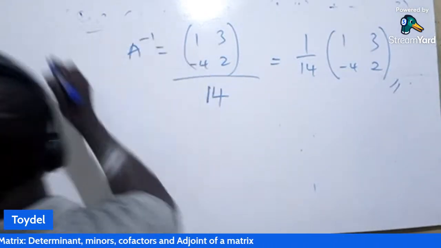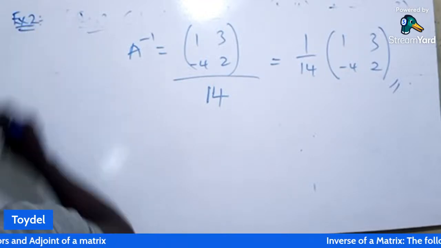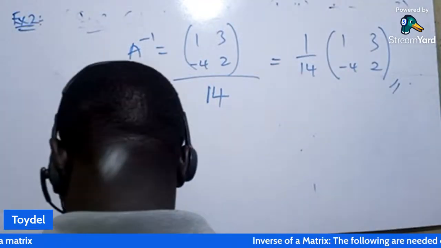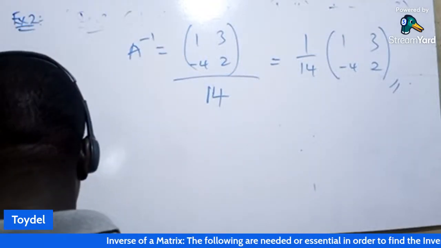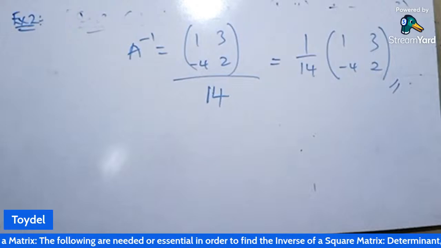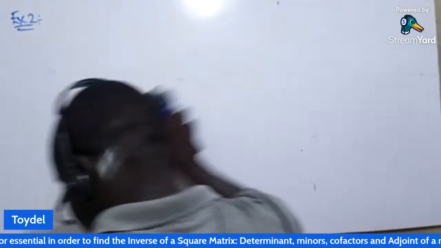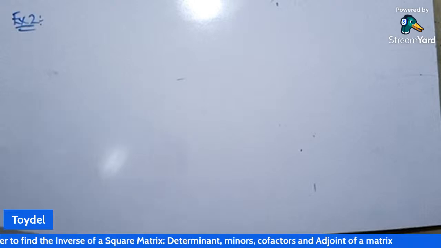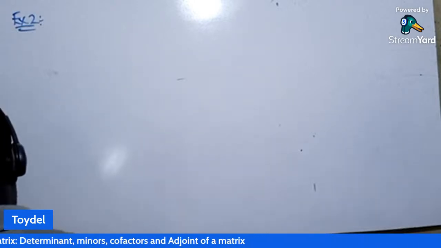So I'm going to give another example on how to find the inverse of a 3 by 3 matrix. So let's take another example on how to find the inverse of a 3 by 3 matrix.